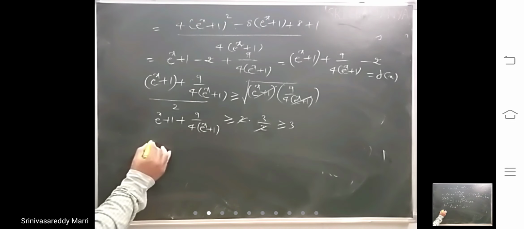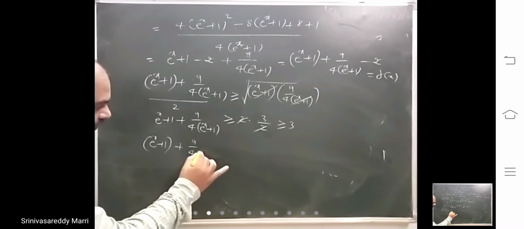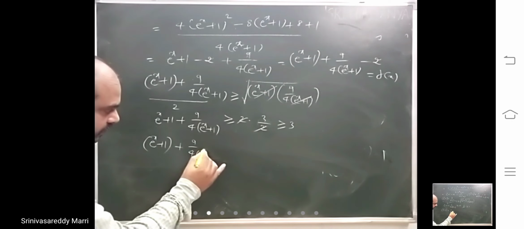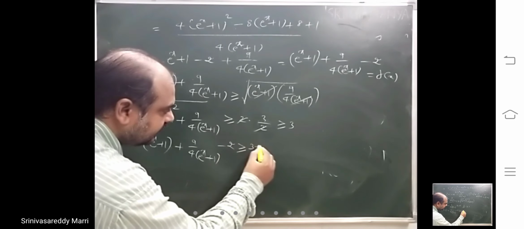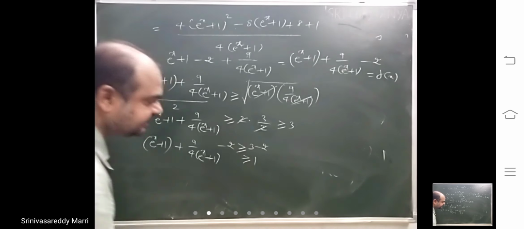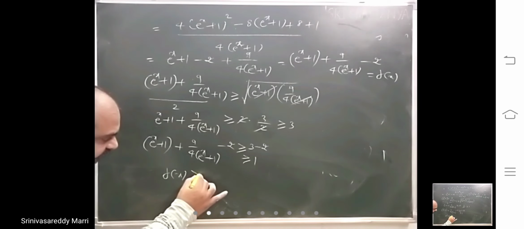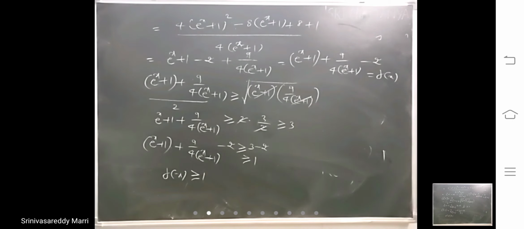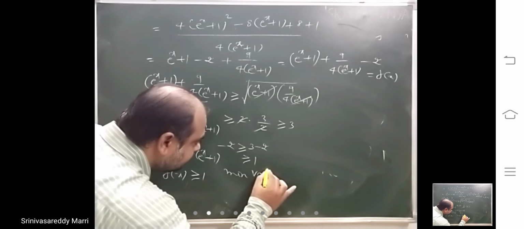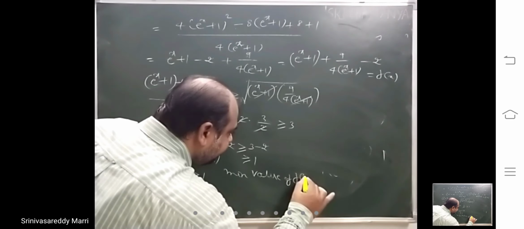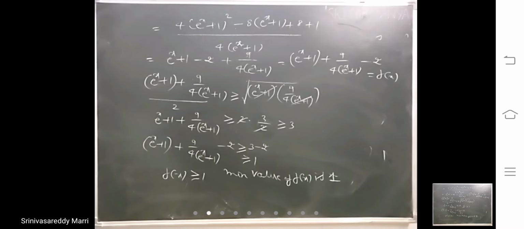Add minus 2 on both sides. That means greater than or equal to 3 minus 2. That means greater than or equal to 1. That means you can say f of x is greater than or equal to 1. That means the minimum value of f of x is what? 1. Minimum value of f of x is 1.